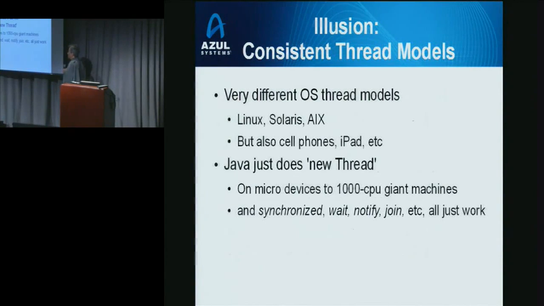Okay, another one: consistent threading models. There are lots of very different OSs that HotSpot, or JVMs in general, run on. Linux, Solaris, and AIX sort of fall in the camp of pthreads works, and you kind of port pthreads and it's all good. But you also run on other things, cell phones and iPads, or maybe on some 1,000 CPU mega server somewhere. And these have very different OSs, but Java just makes new thread, do the right thing, and immediately synchronized, wait, notify, join all just work. Your multi-threaded program does the right thing across all these different platforms, and that requires a lot of work under the hood.